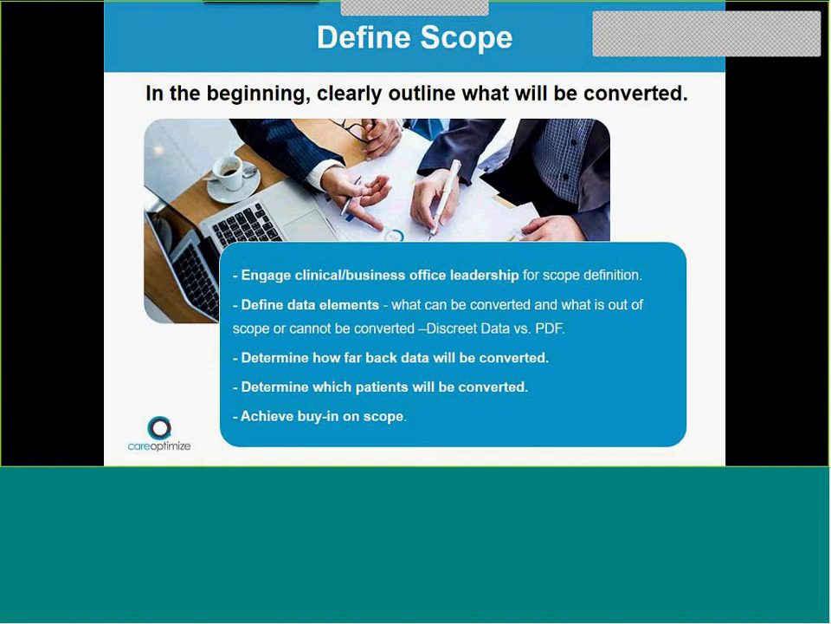Also determine what patients will be converted. You might want to discuss things like deceased patients or patients that have no longer been in the practice for multiple years, whether it is worth the effort and time required in pulling all those patients over. And then once these data elements and these patients items have been determined, you want to make sure that you have consensus within the organization and understanding of the scope and that everybody is engaged in this process.